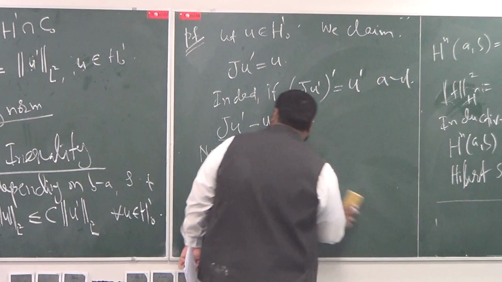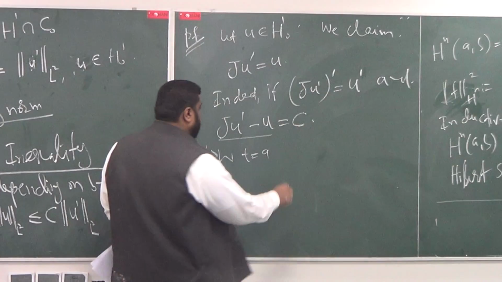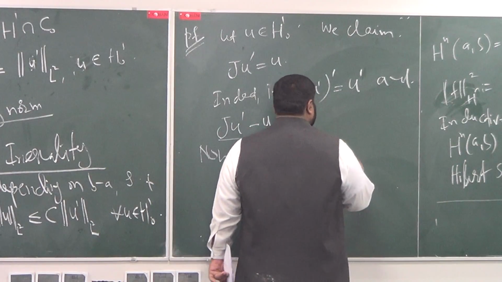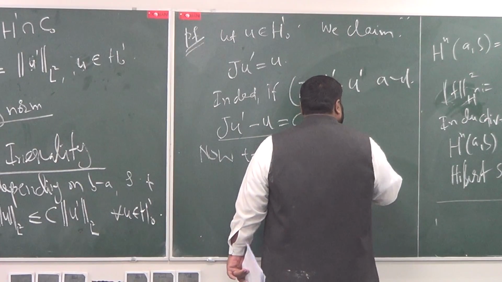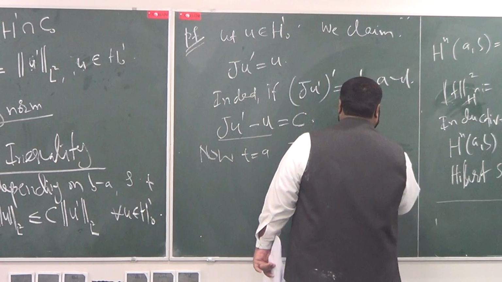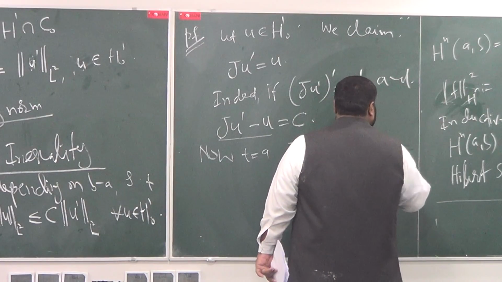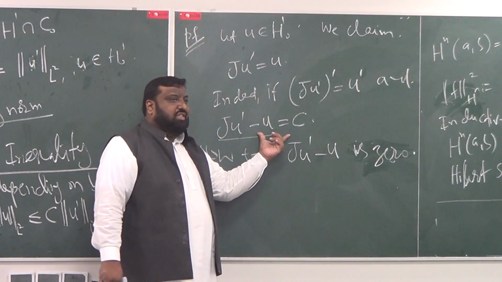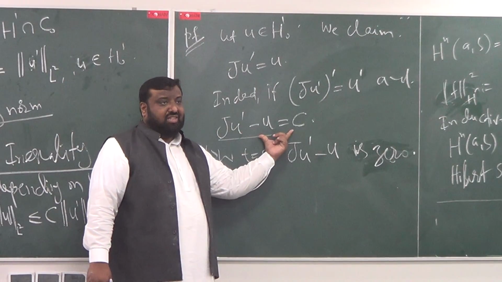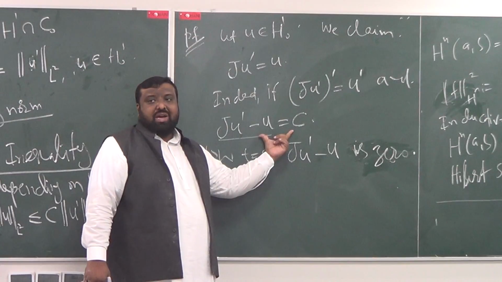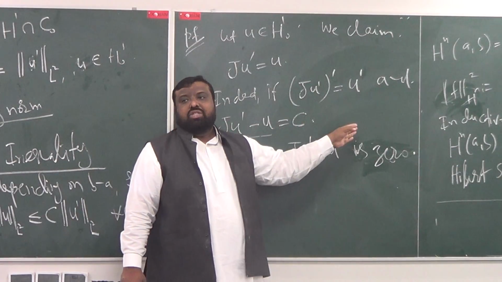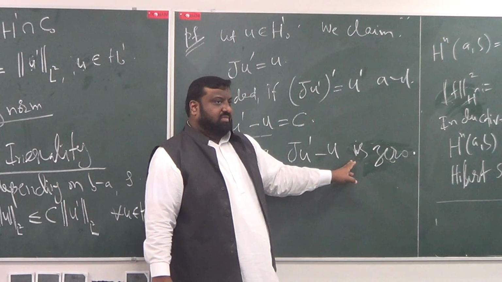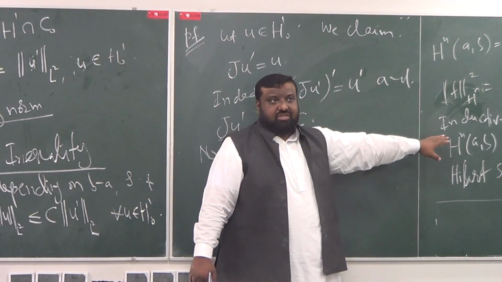So in other words, at t equal to a, this expression, Ju prime minus u, vanishes. It is 0. Okay? But this expression is a constant. What do you mean by that? Its value for all times is the same. So if at one instant it's 0, then it would be 0 at all instants actually.